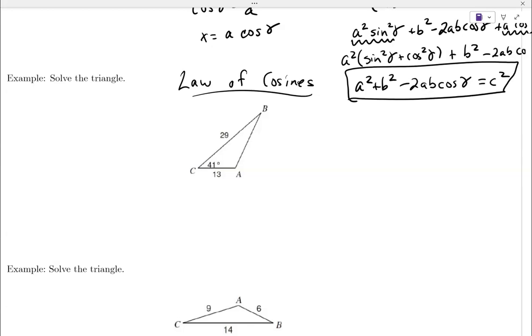So if we do law of cosines, though, if I call this side C, then according to the law of cosines, I would do C squared equals A squared plus B squared. So we would have 29 squared plus 13 squared minus 2 times 29 times 13 times cosine of 41 degrees.